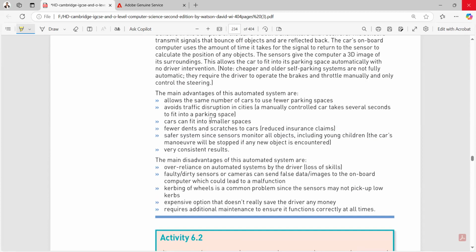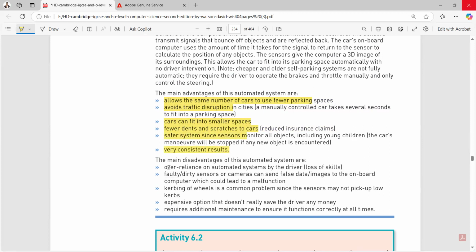Then here are the advantages and disadvantages. If you use sensors, it can allow the same number of cars to use fewer parking spaces because humans make mistakes, but machines cannot. It avoids traffic disruptions. Cars can fit into small places because they take precise measurements. There will be fewer dents and scratches. It's a safer system. It has very consistent results.